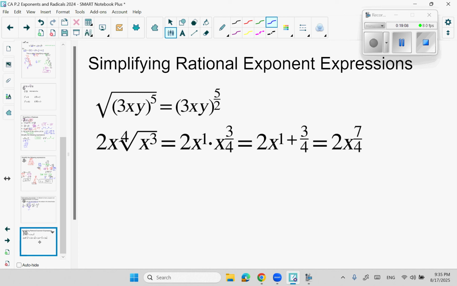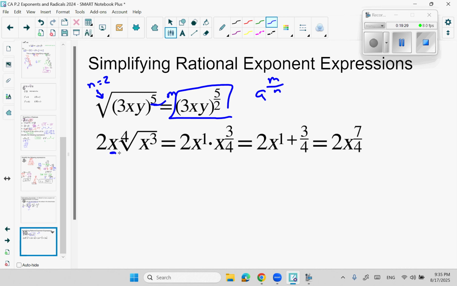And simplifying rational exponent expressions, you can break them down in a couple different ways here. So I have square root of 3xy all to the 5th. I can just treat this as my m expression, and my n equals 2. And put that out front and just call it a day there in that a equals m over n form.